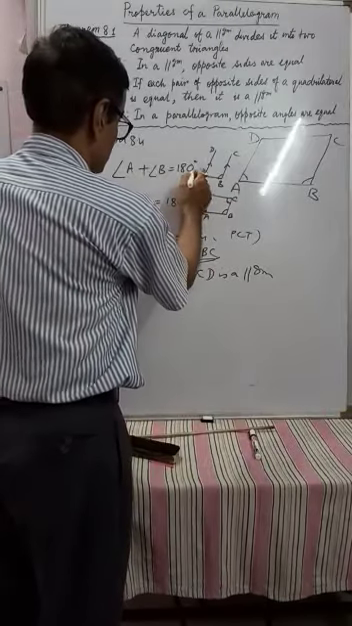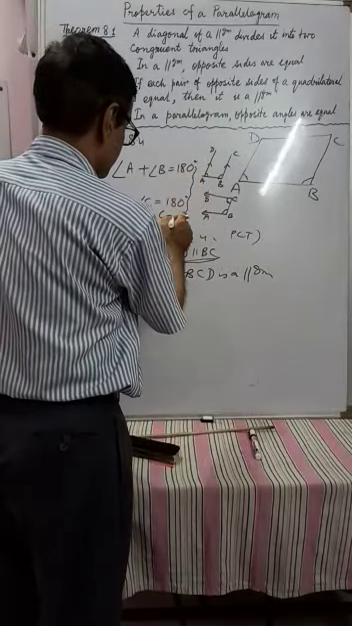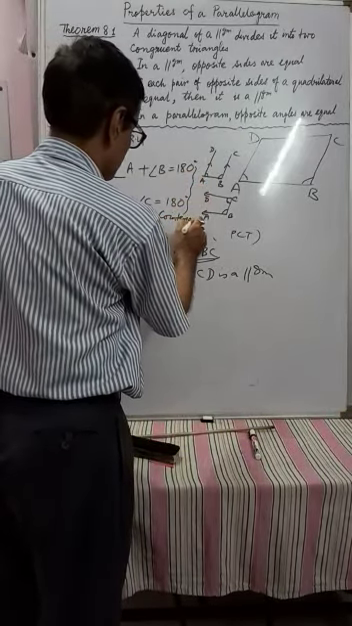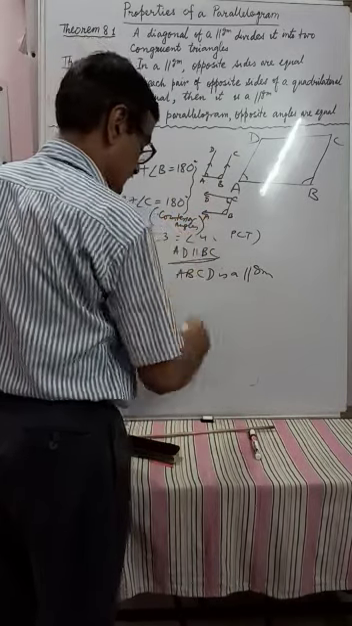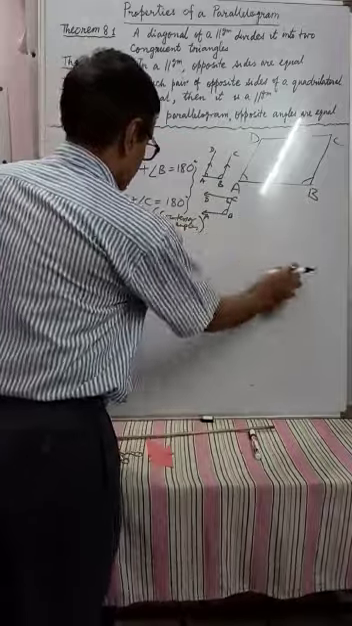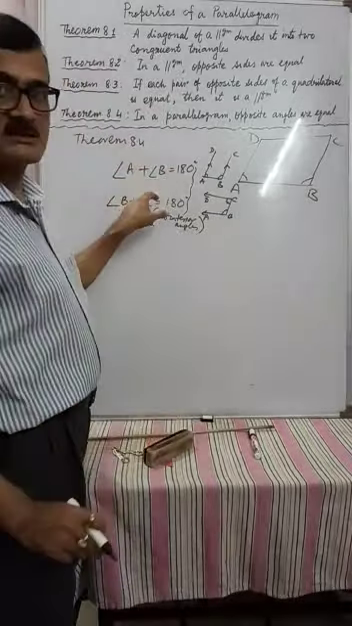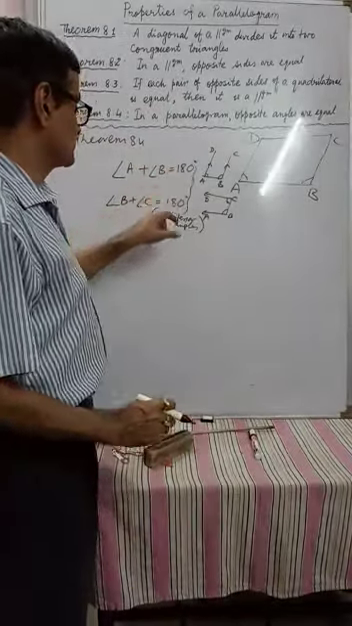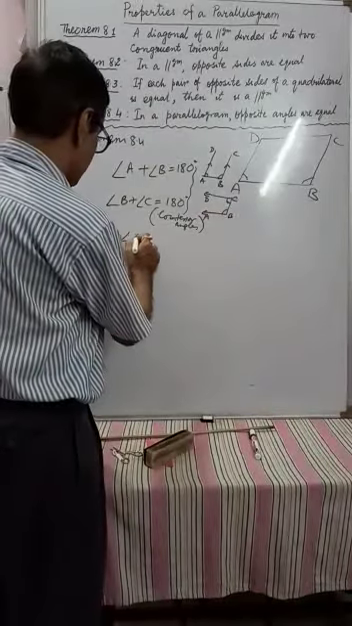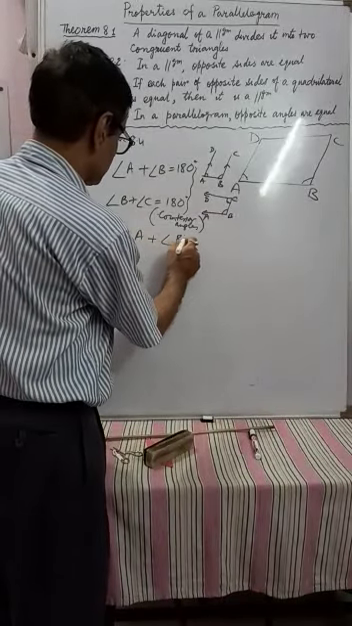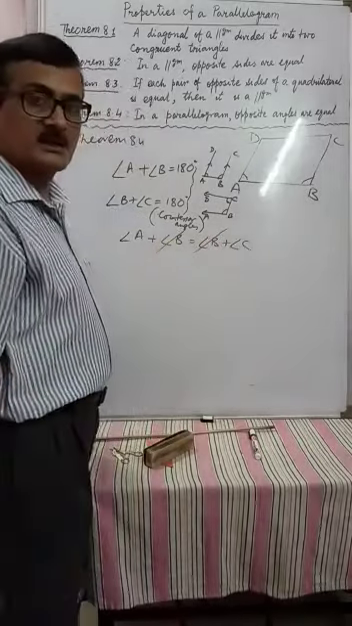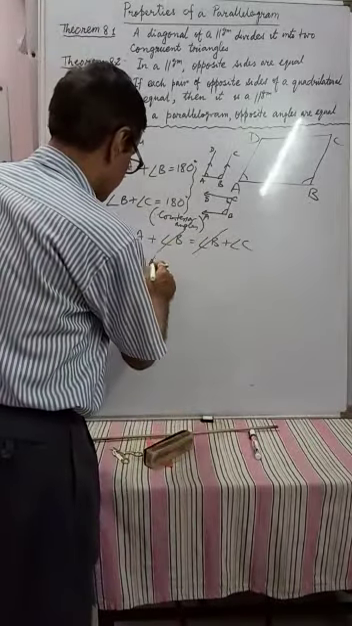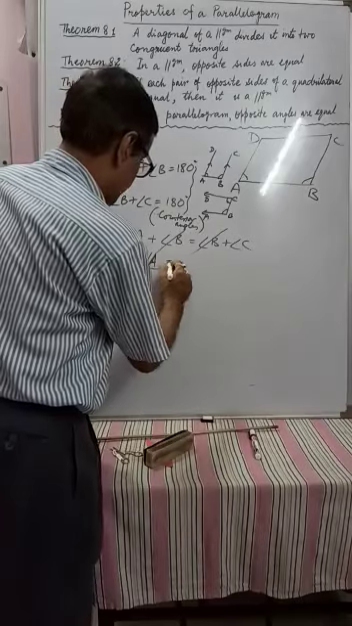The reason for both is co-interior angles. Now from these two equations it is very clear that the right hand sides of these equations are equal. So angle A plus angle B is equal to angle B plus angle C. Now from both the sides angle B cancels, therefore angle A is equal to angle C.